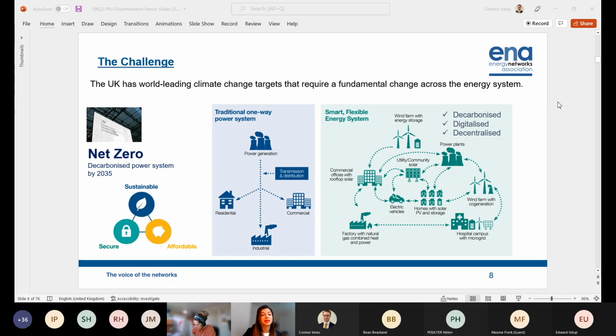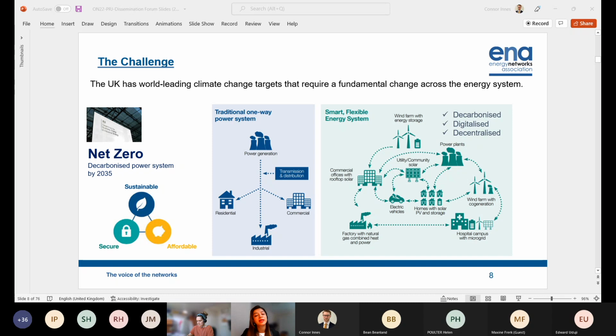Since then, we have seen the UK government commit to net zero, and more recently a commitment to have a fully decarbonized power system by 2035. In light of that, the project is looking at how we can move away from the traditional one-way power system we've had for many years, where larger power generators send energy downstream to customers.